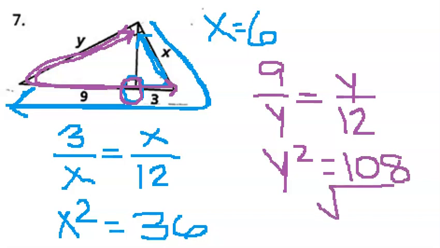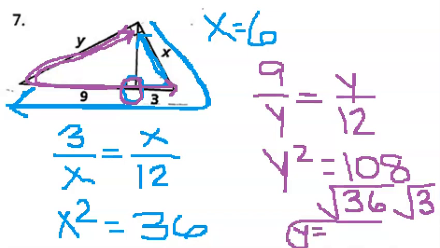Now, I don't know the square root of 108, but there is a perfect square that goes into 108. The biggest one I can think of, and you always want to use the biggest one because it'll save you from having to do this process again. The biggest one I can think of is 36, and it goes in 3 times, which means y equals, well, the square root of 36 is 6, and then I could just leave the radical 3 there.